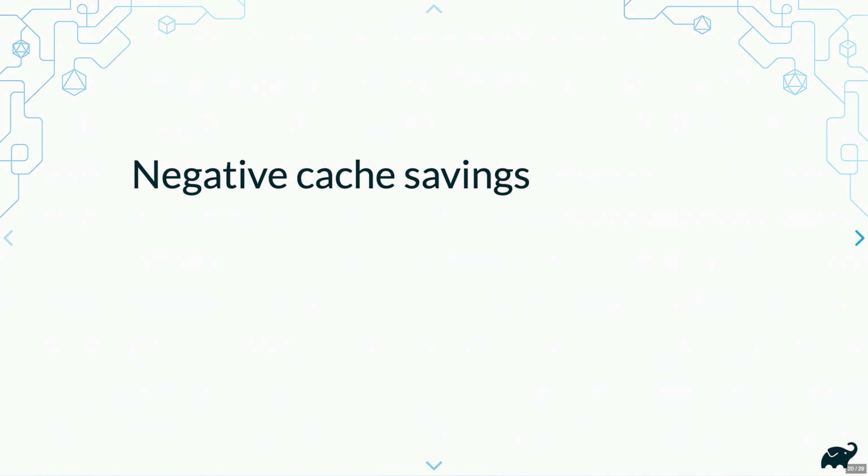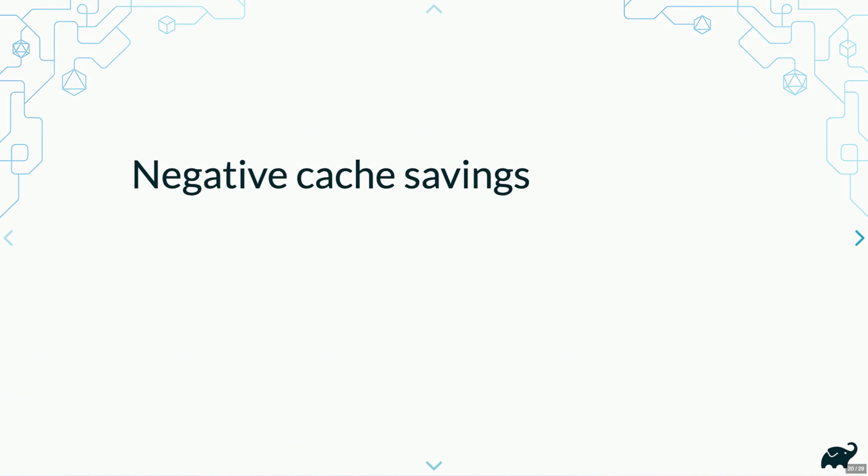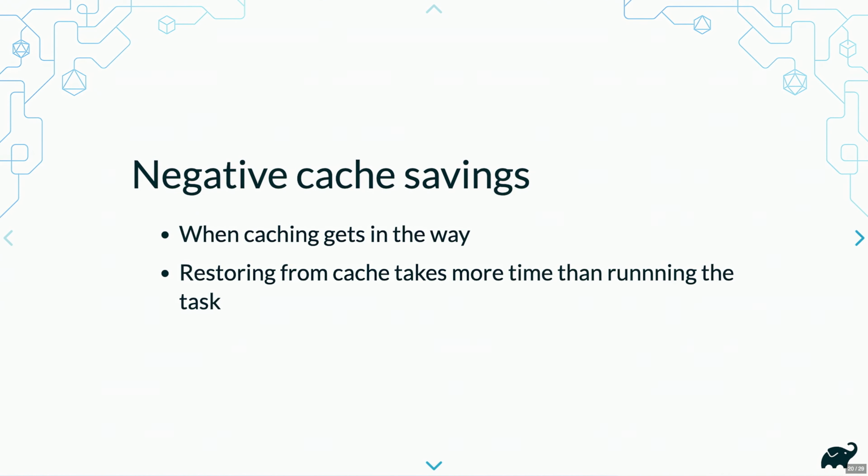The next one is negative cache savings. So with Develocity, you can realize that some of the tasks that you thought made sense to be cacheable are actually not giving you the benefits you expect when they're getting a cache hit, because fetching the result from the remote cache might actually be slower than re-executing the task locally.